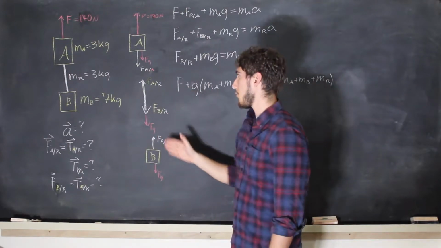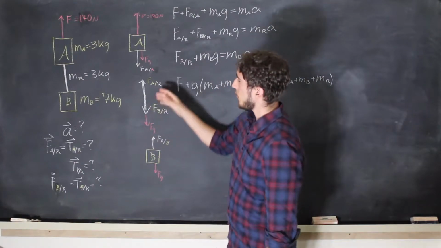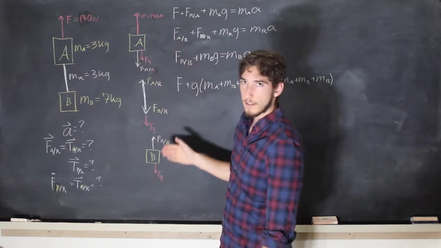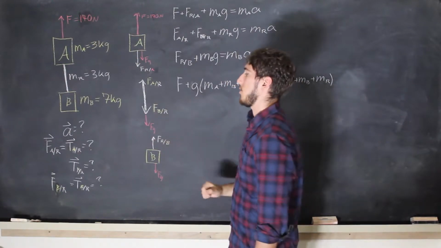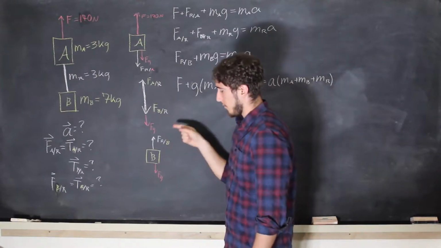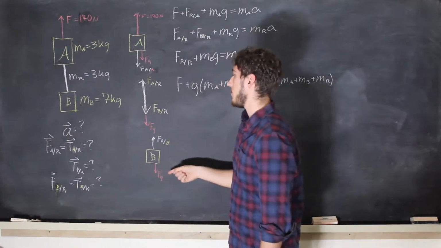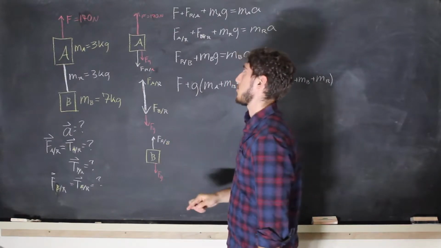On the rope itself, we have the force of gravity that's being exerted on the rope, the force that mass A is exerting on the rope, and the force that mass B is exerting on the rope. And lastly, we have mass B, with the force of gravity being exerted on mass B, and also the force that the rope exerts on mass B.